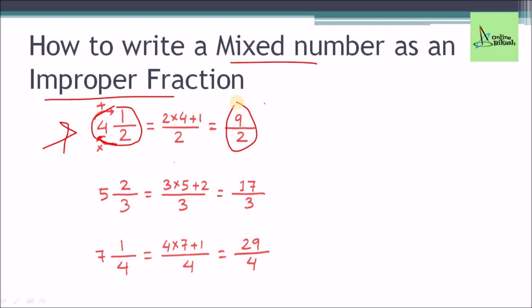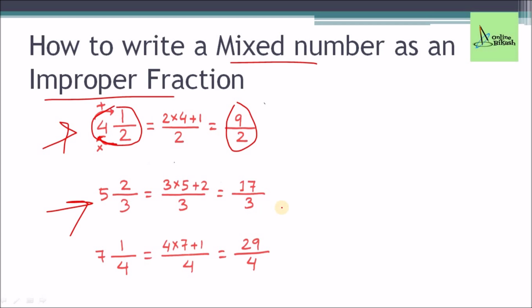Okay, next example, let us take this one, 5 whole 2 by 3. So the denominator will remain same, this denominator 3 will remain same here also, and then in the numerator what we will write, we will multiply this 3 and 5 plus this numerator 2. So 3 multiplied by 5 plus 2, we will get 17 by 3, because 3 5s are 15 plus 2 is 17. 17 by 3 will be the improper fraction for this mixed number.